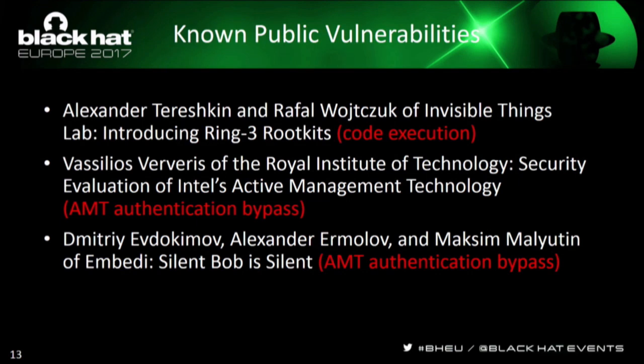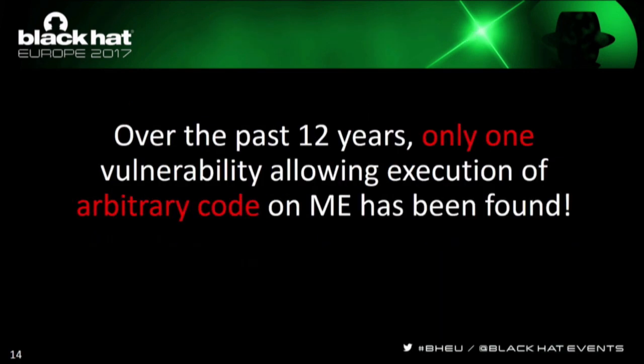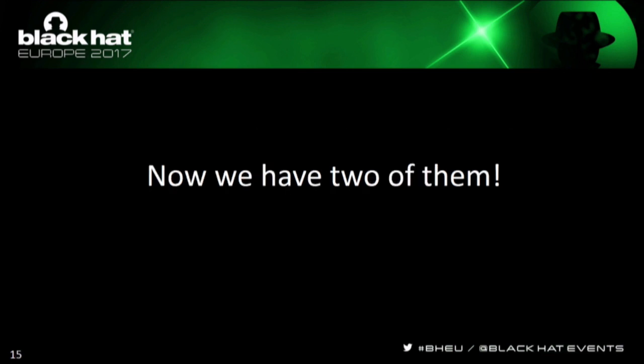The next one was AMT provisioning, and the last one called Silent Bob is Silent allowed AMT authentication bypass by a remote attacker. It was very dangerous, but didn't allow executing arbitrary code inside the management engine, and was resolved easily. So, until now, there is only one vulnerability that allows executing arbitrary code. But we found the second vulnerability.